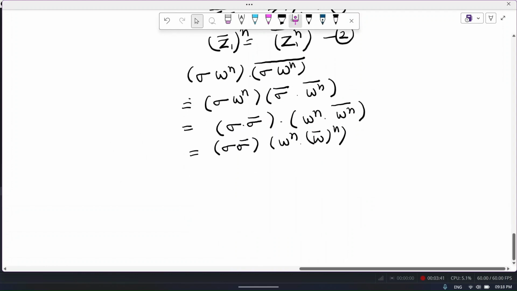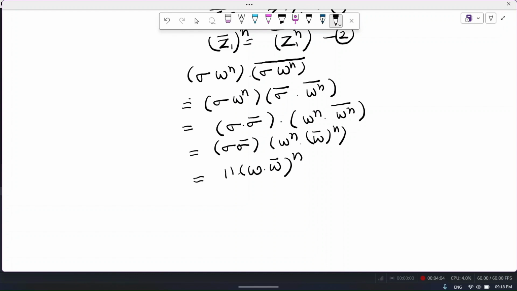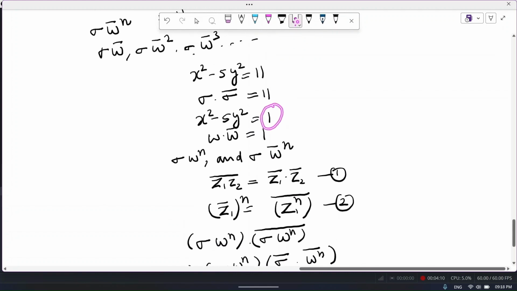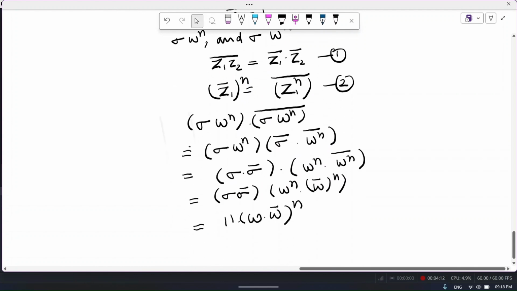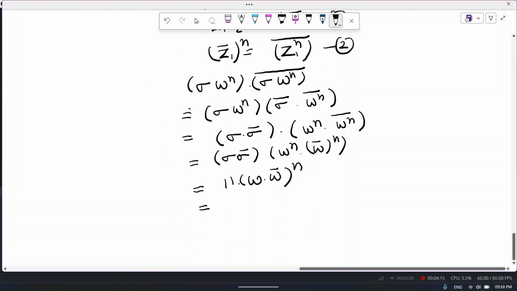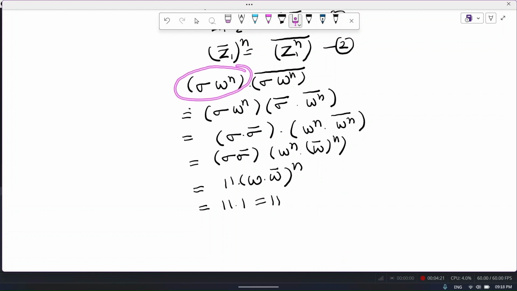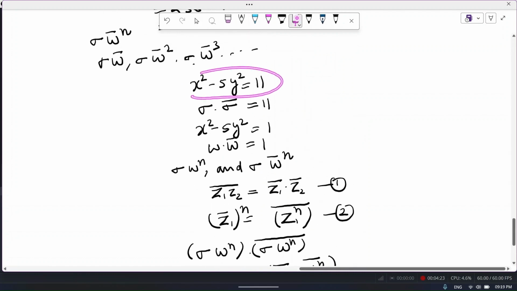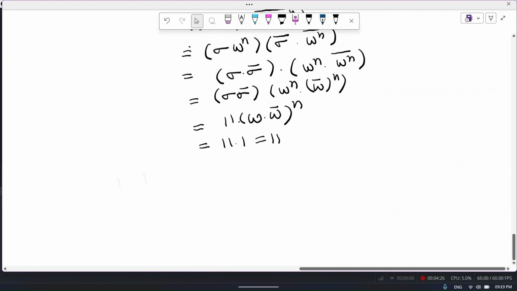Now we know sigma into sigma conjugate is equal to 11. This was the first solution we guessed for our Pell's equation. And here we can take this n outside, omega into omega conjugate to the power n. And this was the solution for the Pell's equation where the right hand side was 1. So omega into omega conjugate is 1. We can place this value here. 11 into 1 is equal to 11. So that means that this is a solution of our Pell's equation, x square minus 5y square is equal to 11.